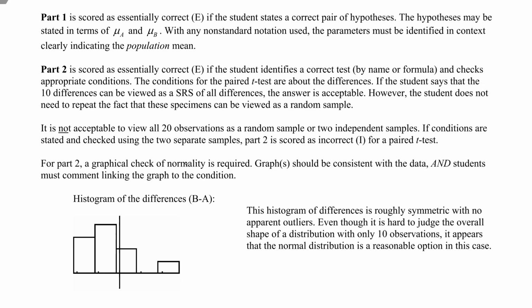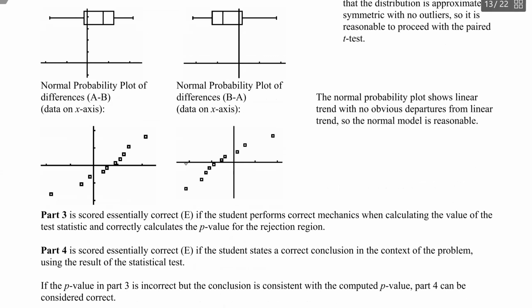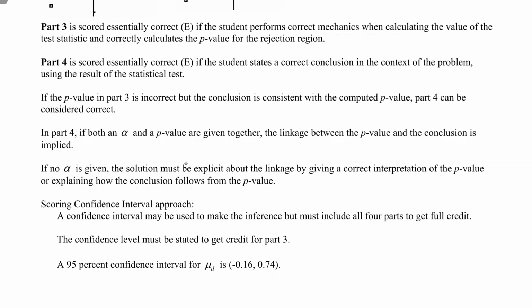That's fine. So if you use 2 different samples, you lose this as incorrect for paired. And then graphical check of normality is required for this one. Like I said, they said no graphs, but we're still good there. So they showed a box plot, they showed a normality plot. They actually didn't show a dot plot, but that's what they typically have used on the current tests. It looks like you're essentially correct if you have mechanics with a test statistic and p-value. So it did not actually have degrees of freedom in that requirement. Hooray!